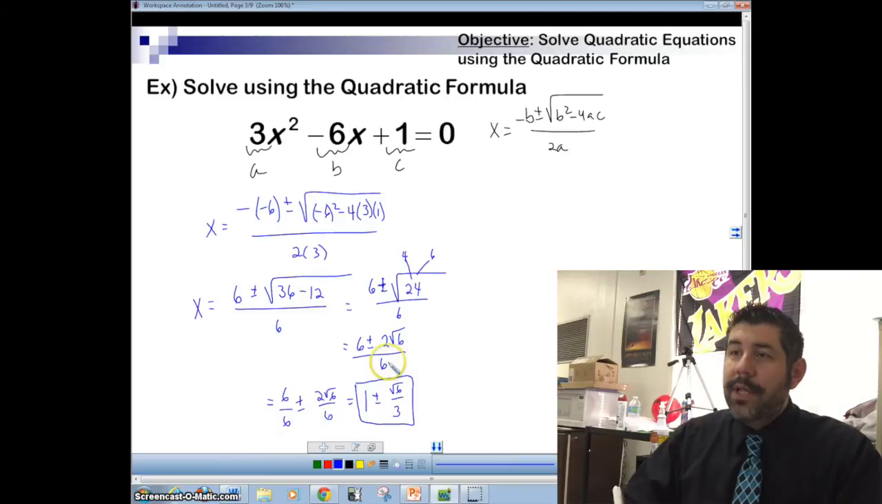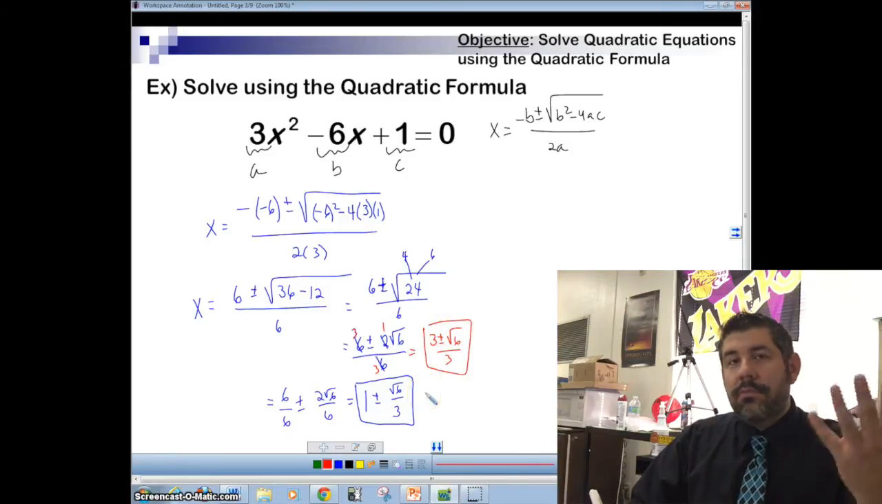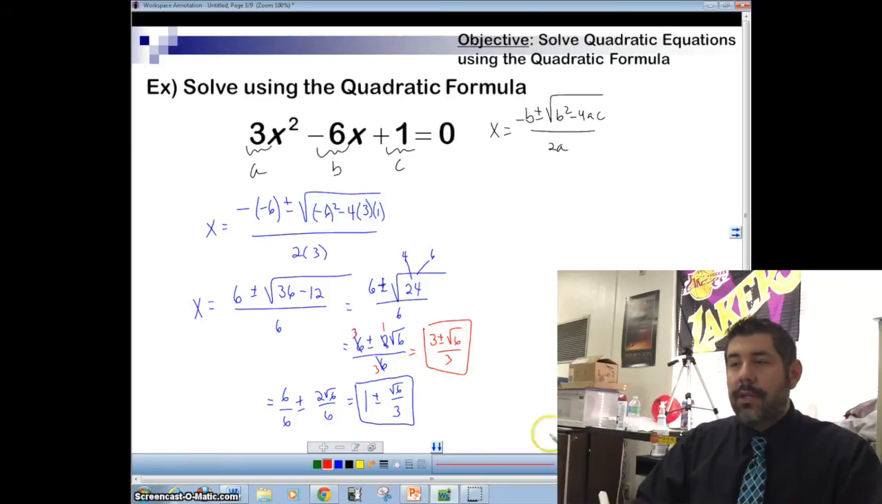Some people like to write it as a 2 goes into all of these. A 2 goes into this 3 times. Let me do this in red. A 2 goes into this once. A 2 goes into this 3 times. So I can write it as 3 plus or minus root 6 over 3. Each of these are the same thing, so you can write it either way.